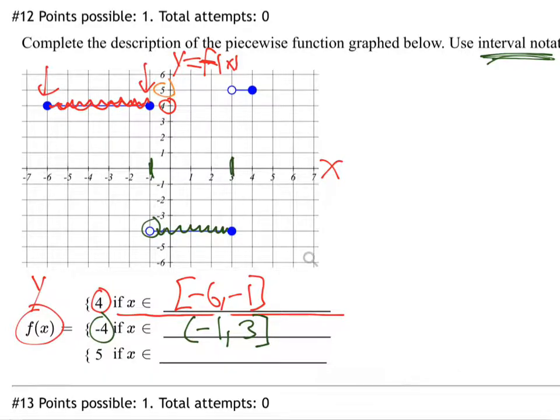And finally, the 5. When are we at a height of 5? In what interval? From here to there? 3 to 4, but open dot at the 3. Parenthesis at 3. 4. Bracket.